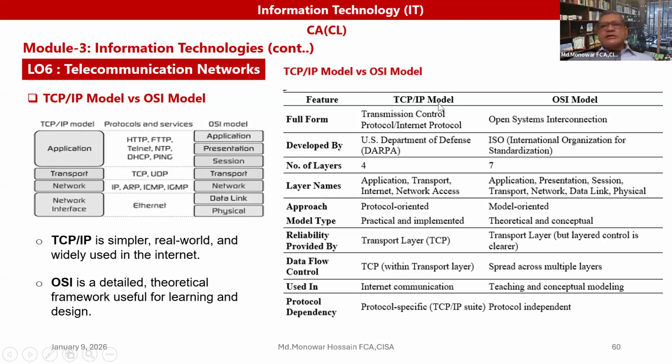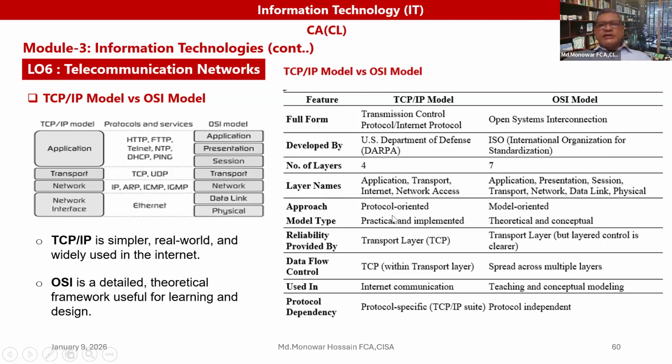The TCP/IP model was developed by the US Department of Defense, but the OSI model was developed by the ISO, the International Organization for Standardization. We know the TCP/IP model has 4 layers, but the OSI model has 7 layers. The TCP/IP layers are application, transport, internet, and network access. The OSI layers are application, presentation, session, transport, network, data link, and physical layer.